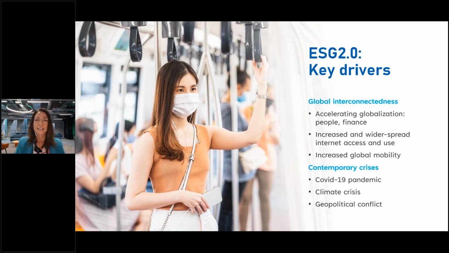So global interconnectedness, what have we seen driving ESG 2.0? There has been an acceleration in globalization, particularly in terms of people and finance. Certainly since the early 2000s, when these original ESG 1.0 frameworks were starting out, there's been an increase in widespread internet use. More people have access to the internet and are interconnected. And we've also seen increased migration and global mobility. That has been further sparked and spurred forward by contemporary crises, including the COVID-19 pandemic, which really, I think, starkly reminded us of our global interconnectedness, the climate crisis, which is ongoing and requiring our active response, and a variety now, unfortunately, of geopolitical conflict. So all of these things together are creating an environment in which ESG is experiencing a real renaissance and a reinvigoration.